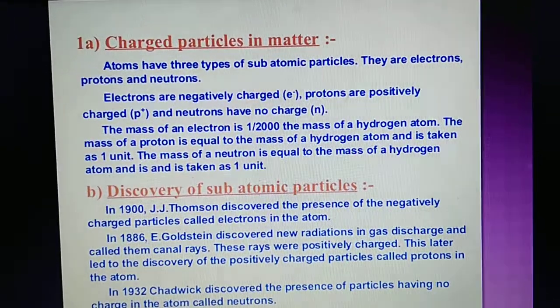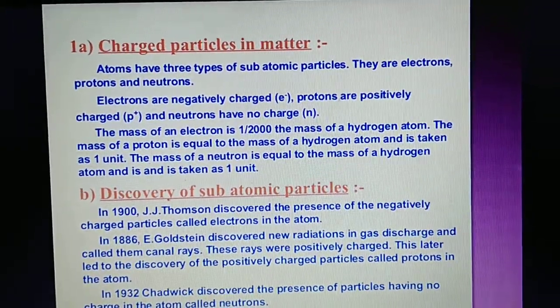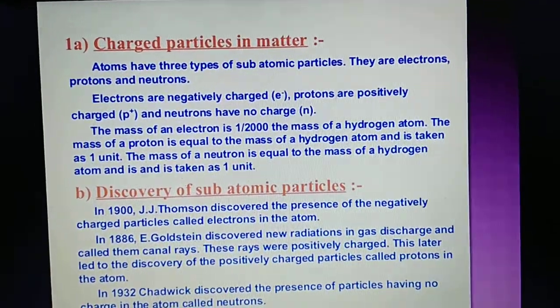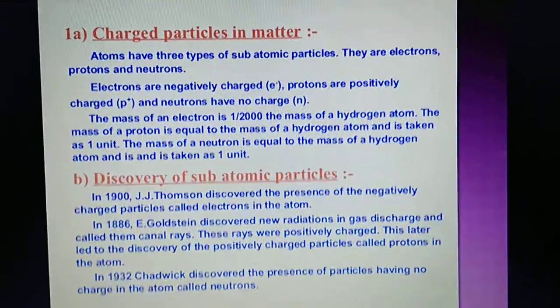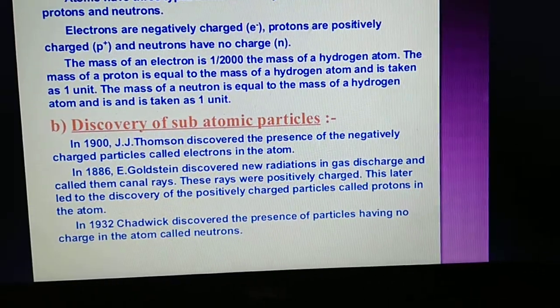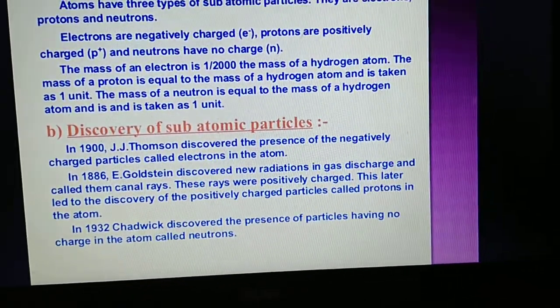So basically atoms are made up of three types of subatomic particles. They are electrons, protons and neutrons. Now, how was the discovery of the subatomic particles done?